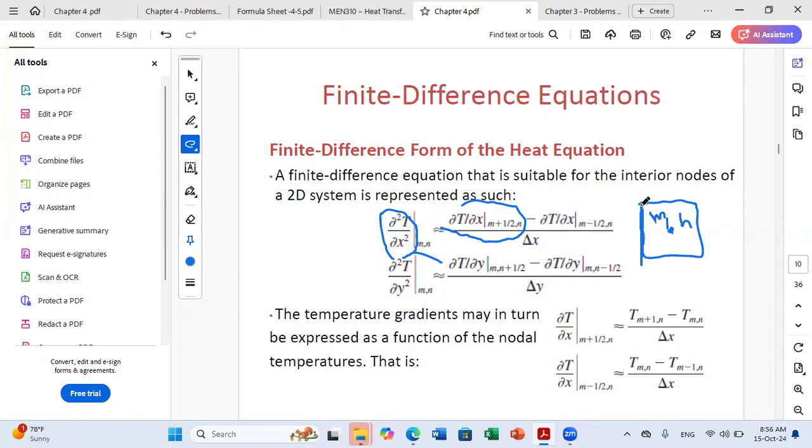This face, we call it m minus half. It's just between two nodes, while this node here is at m minus 1, and the node just after is m plus 1. While for my face, if I take the face here just after, it's m plus half.